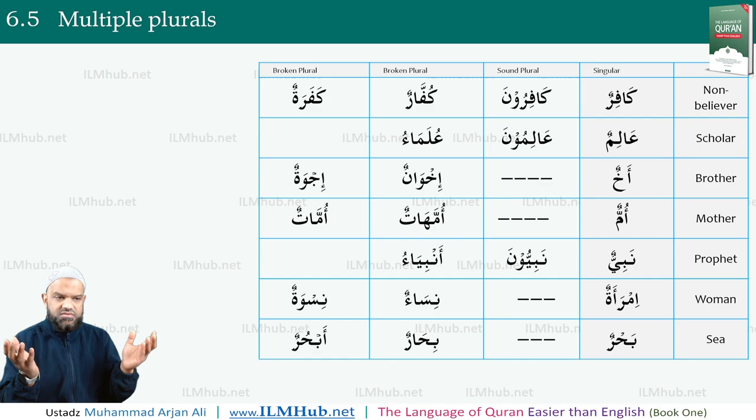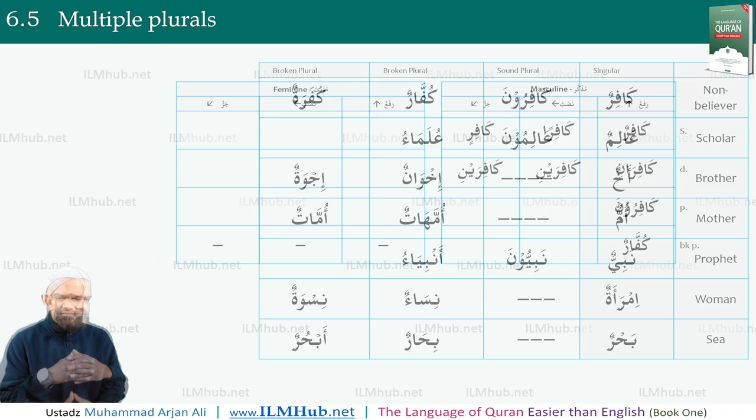For alimun, we have the standard plural, alimuna, but we also have ulama'u. And then for brother, akhun, we have ikhwanun and ikhwatun, two different broken plurals. Ummun, ummahatun, ummatun, two different plurals. Nabiyun, nabiyuna, anbiya'u. Imra'atun, nisa'un, niswatun. So these will all be treated as broken plurals, two different ones for the same word. That's the way the language is. Then we have bahrun, biharun, and abhurun, plurals. So you can see, alhamdulillah, multiple plurals for a single word. You'll come across it. Just make a note of them as you go through your studies.